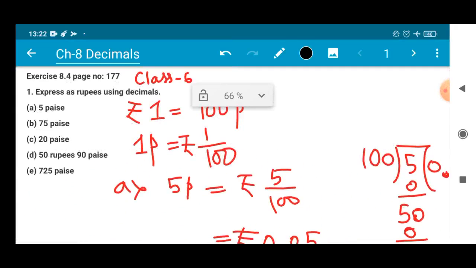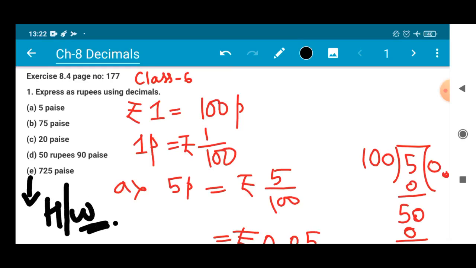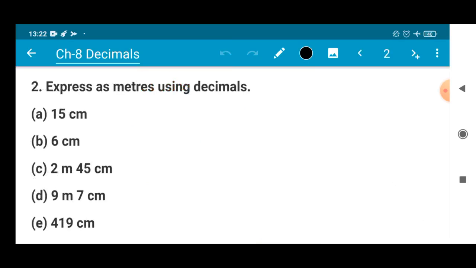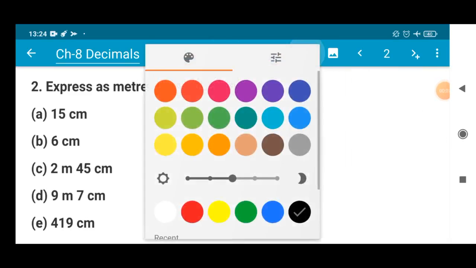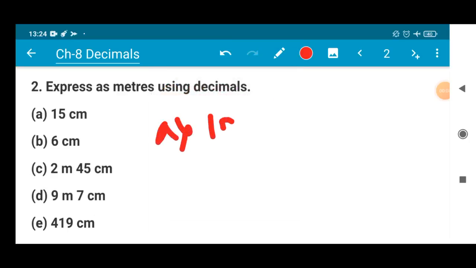We have done this. Okay, so the left out sum, number E, will be your home assignment. I hope you guys will do it. Proceeding to the next question, number 2, as I have mentioned, I will be doing this also. Express as meter using decimals. So question number A which we have here is, let me change the color of the pen, 15 centimeter.